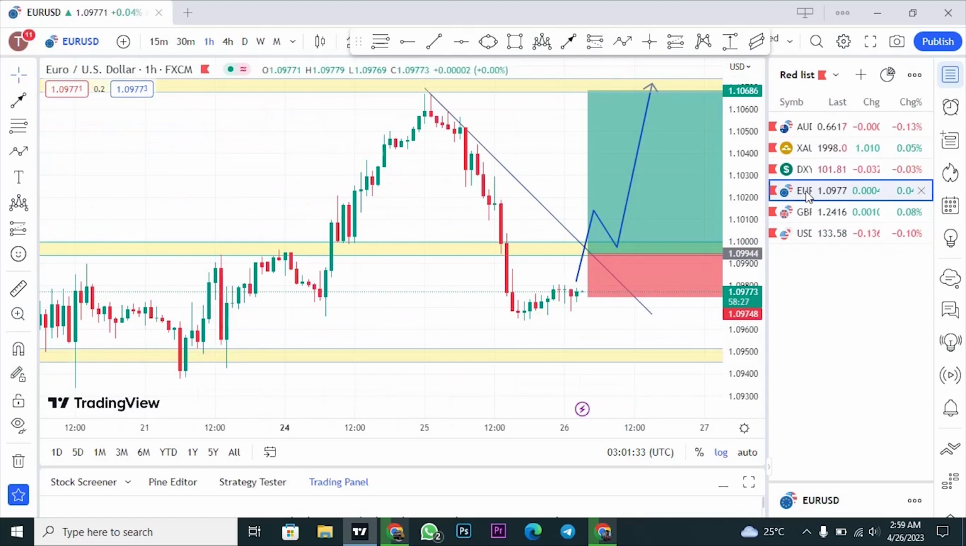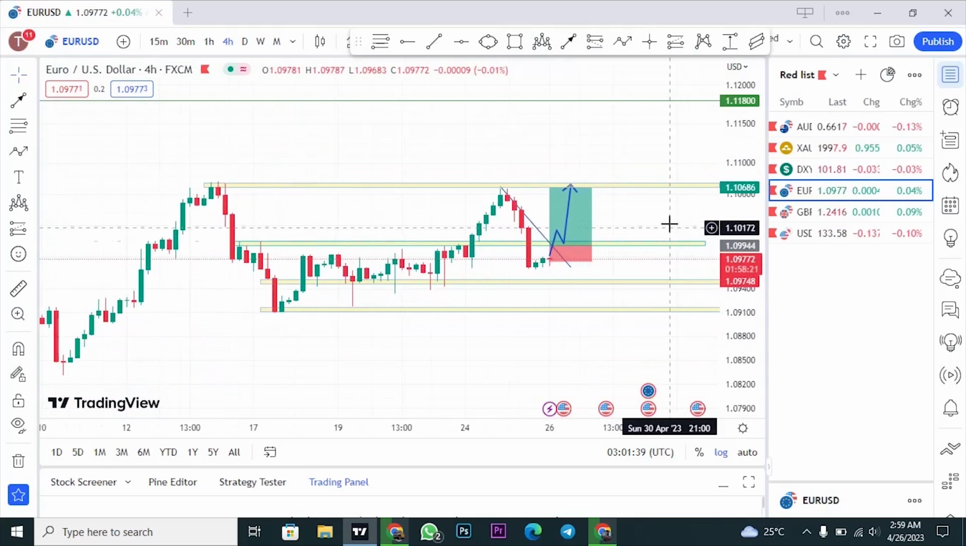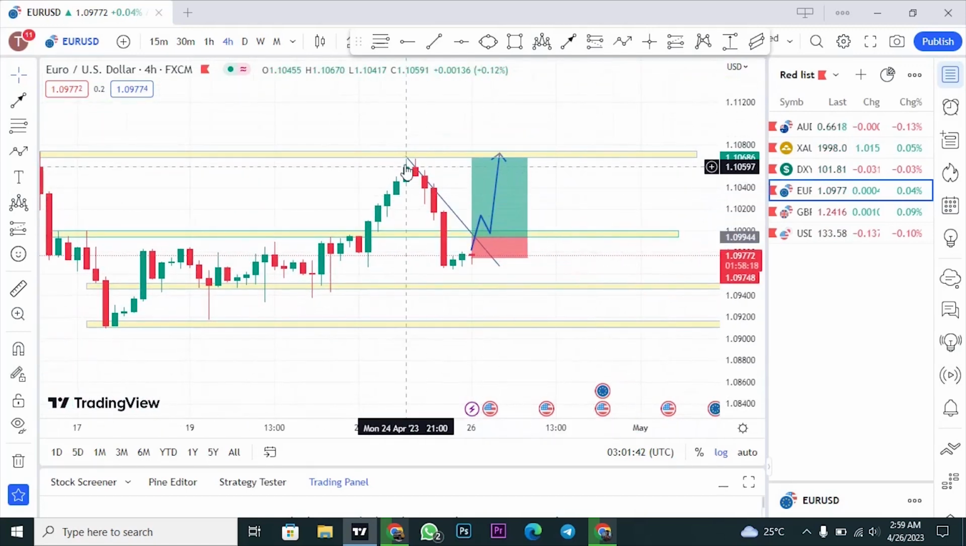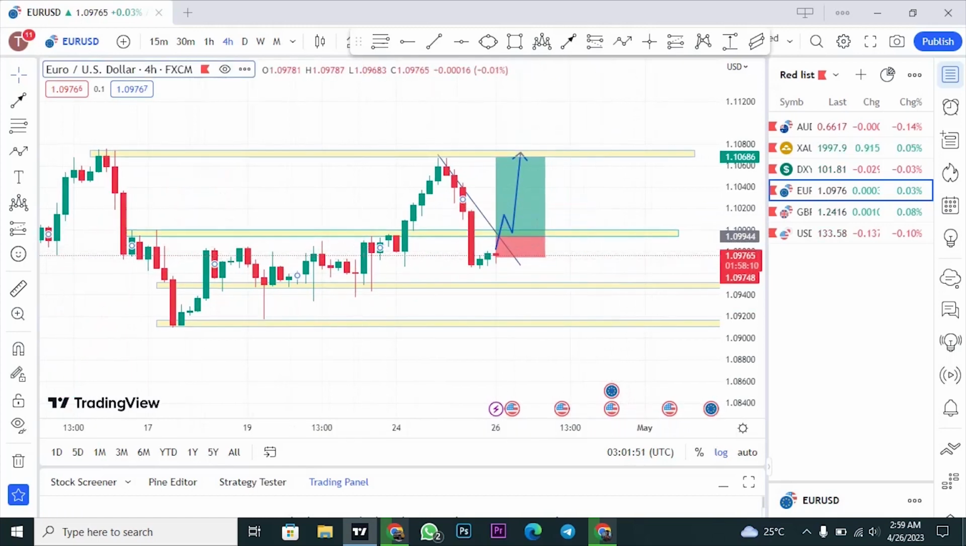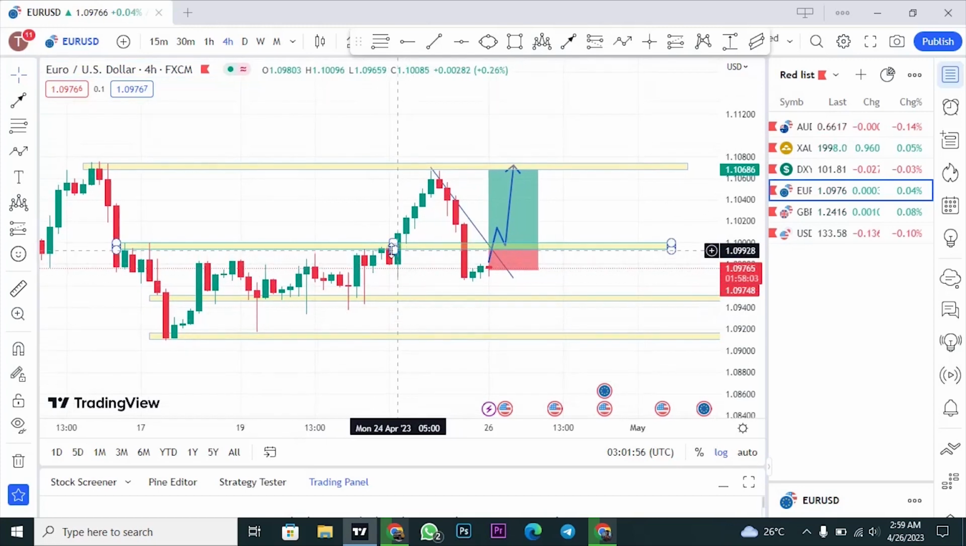Let's go to Euro USD. So Euro USD from the 4-hour time frame, you can see, if you watch my previous video, I anticipated that when price breaks out of this high right here and then touches this resistance right here, I was waiting for a retest on this level as a support and then a push to the upside, but price eventually ended up breaking below this region right here.